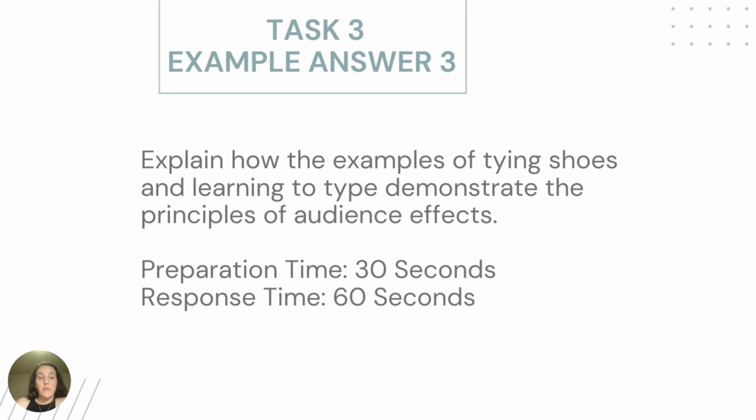He gives another example of learning to type. If a person is learning to type and they know that they're being watched, they will type much faster than if they were not being watched. And not only will they type faster, but they will make a lot more mistakes. Both of these examples of tying shoes and learning to type are examples of audience effect.